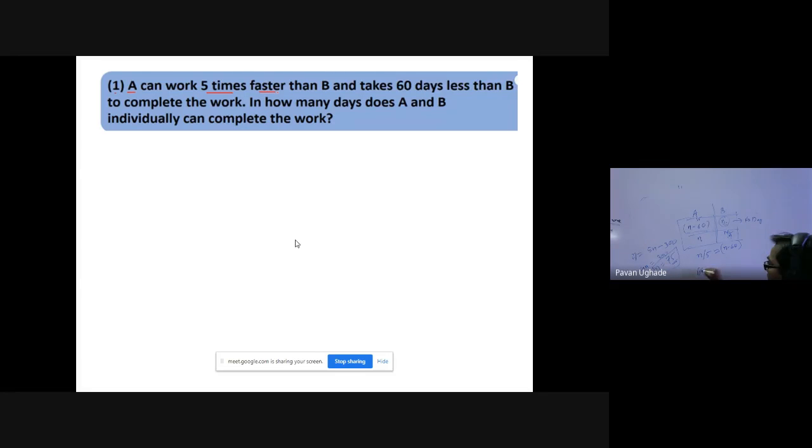Now what is the difference between these two? It is 60. Now is A 5 times faster than B? Obviously. A is taking 15 days, B is taking 75. If you divide 75 by 15, you will get 5. So both the cases are correct. A is 5 times faster, while A is taking 60 days less than B.